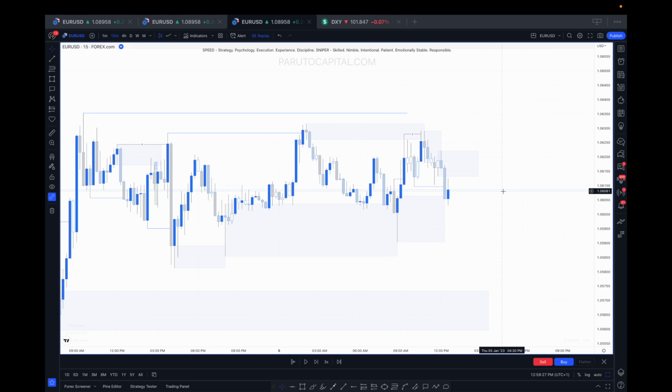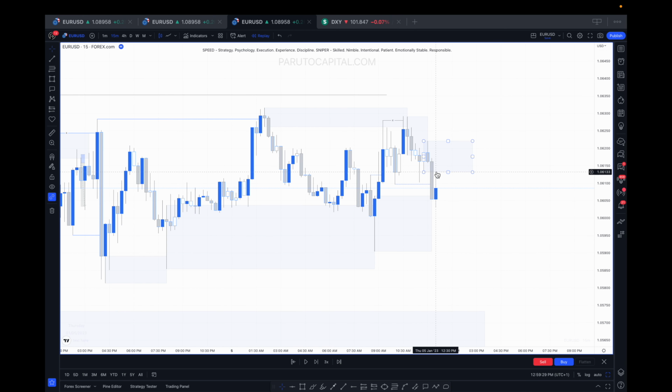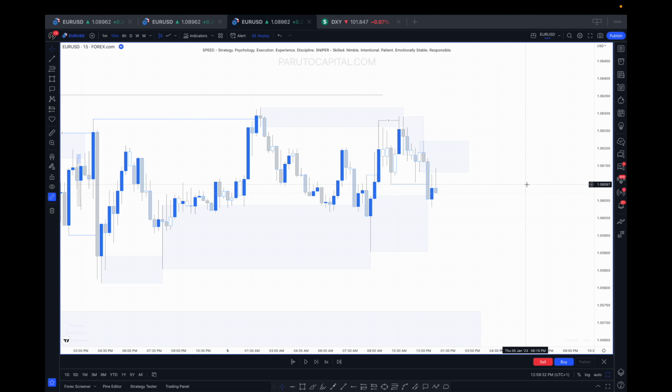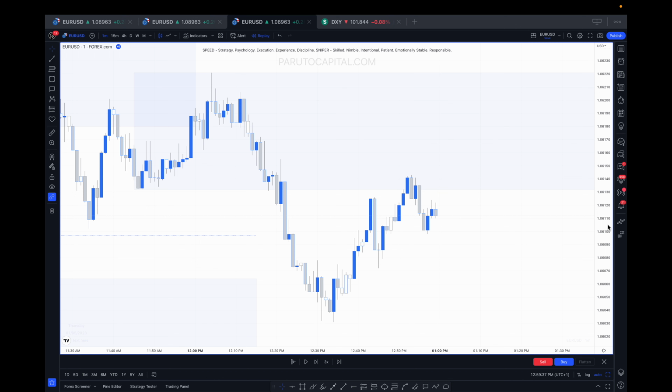Okay, so price hasn't really mitigated this zone, so let's see. Cool, so we have price there. So let's go down to our 1 minute and see if we can catch the bullish move, right?